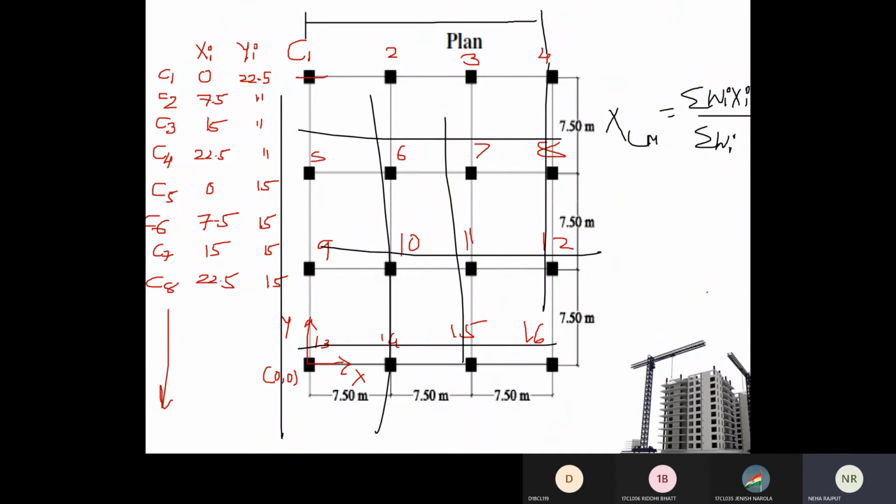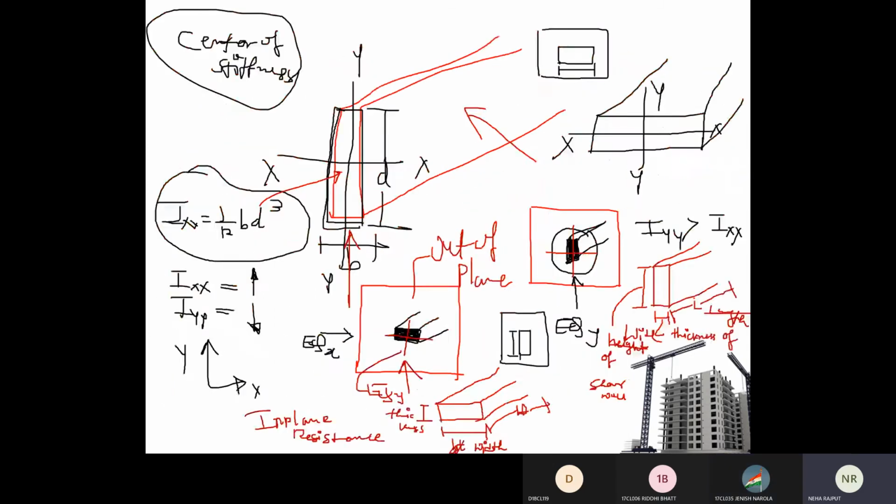We have center of mass for both cases, so we can easily identify the torsionally coupled and uncoupled. What do you say? Which one to do? Ma'am, we already know the center distance, so let's do the smaller one. Yes, let's do that, it will take less time.